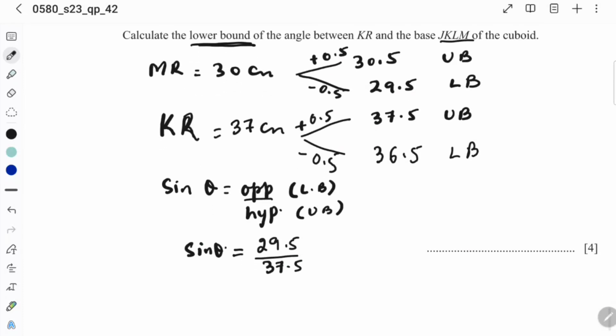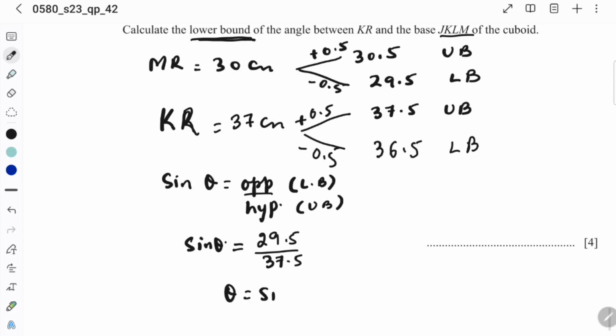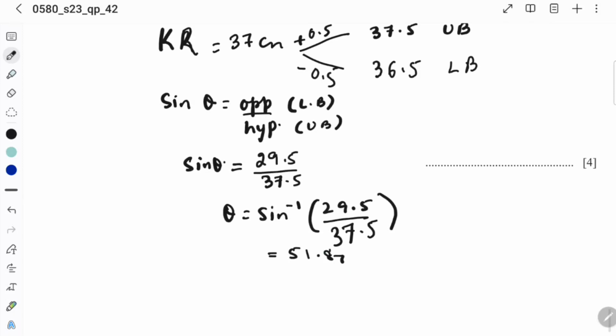So theta is equal to sine inverse of 29.5 upon 37.5. So that is coming 51.87 degrees. We can write down 51.9 degrees. 51.9 degrees, that was the answer for this part.